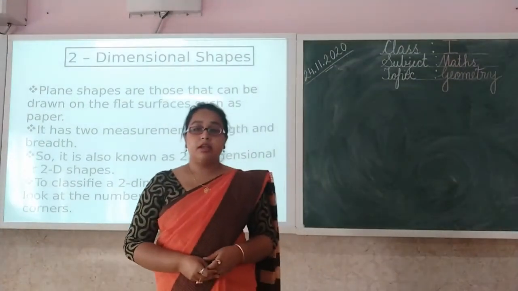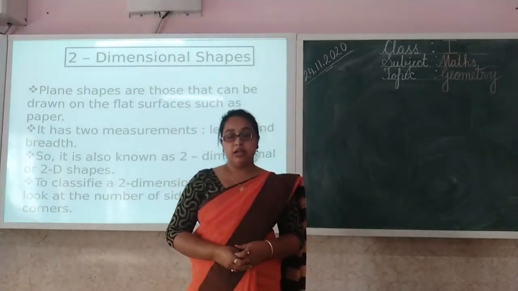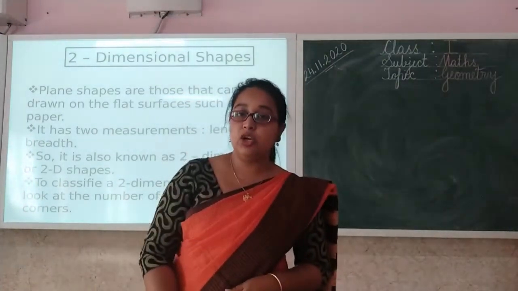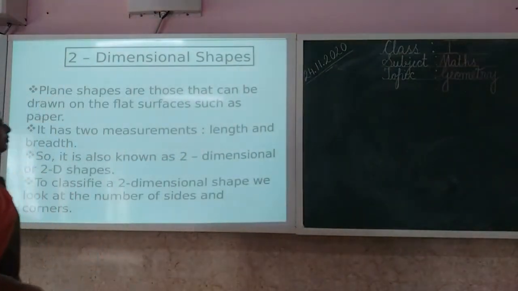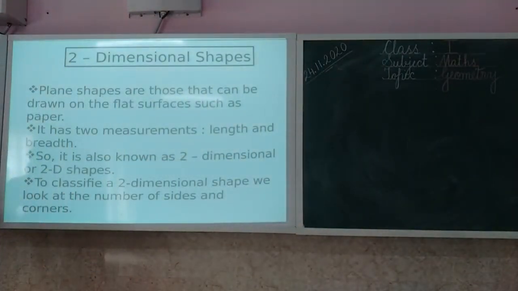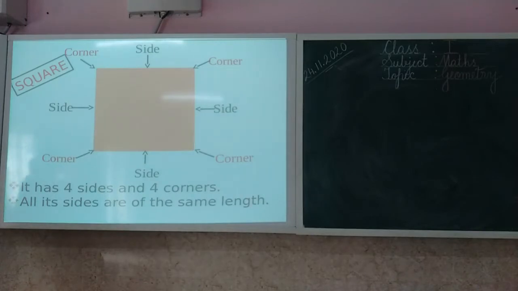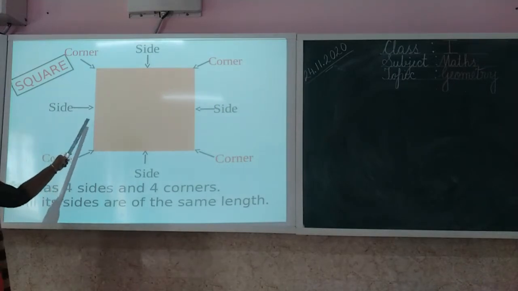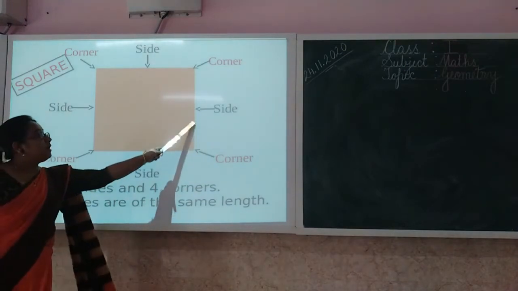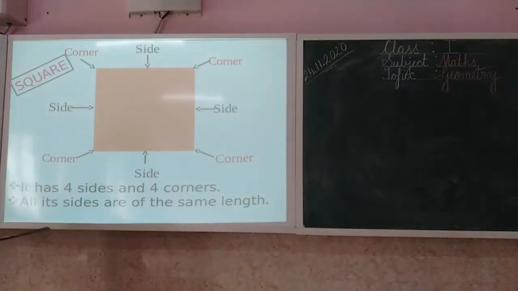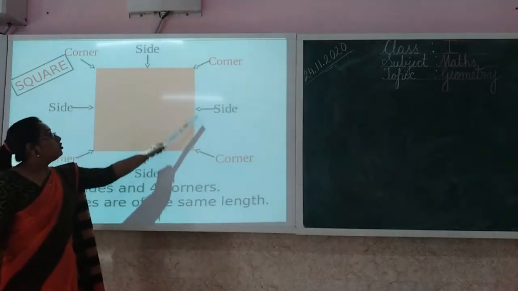Okay? Now let's look at some of the plane shapes. Everybody look at the smart board. The first shape you can see is a square. As you all know, a square has 4 sides and 4 corners. So, side number 1, 2, 3, 4. So, a square has 4 sides and 4 corners.